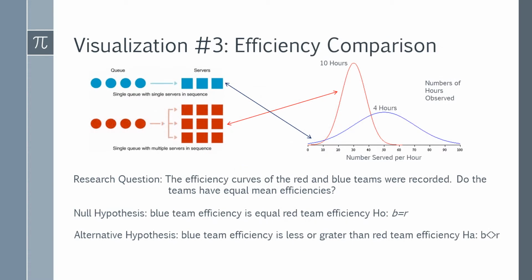Our third visualization example is efficiency comparison. The research question is, the efficiency curves on the red and blue teams were recorded. Do the teams have equal mean efficiencies? The null hypothesis must be blue team efficiency is equal to red team efficiency. And our alternative hypothesis is blue team efficiency is less or greater than the red team efficiency.